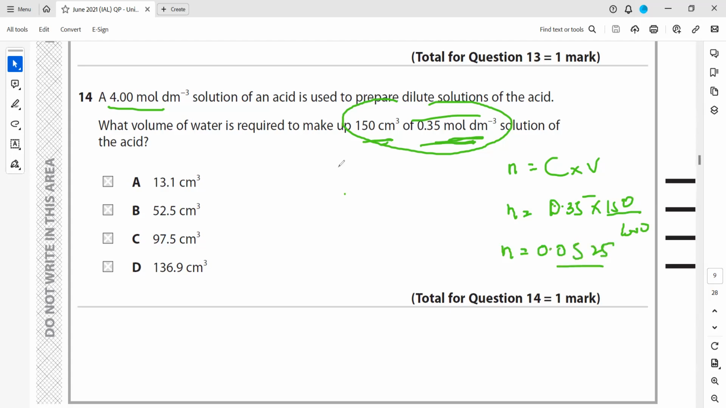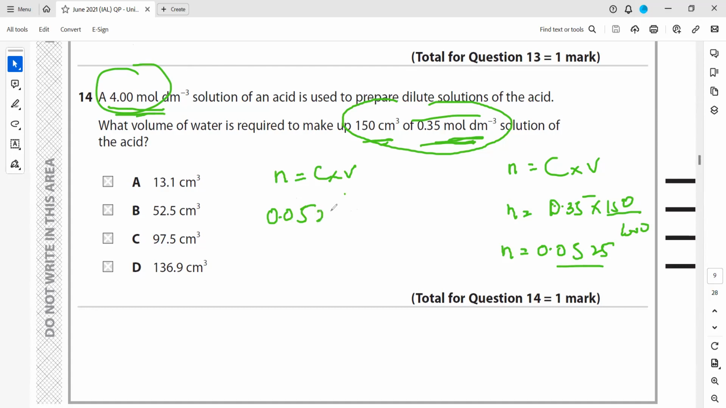We want these moles. And the original concentration of the solution was this. So what was the original volume? Same formula you will use: moles equal concentration into volume. If you need volume, volume will be moles divided by concentration. Because the two solutions, the original solution and the diluted solution, will have the same moles. The only difference is the volume.